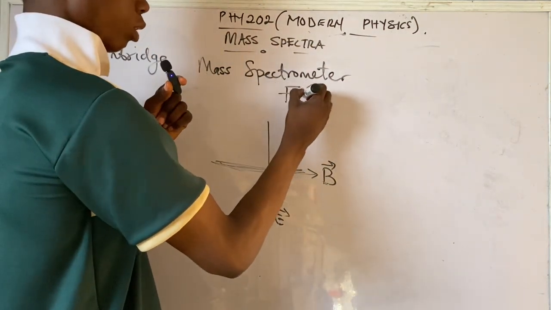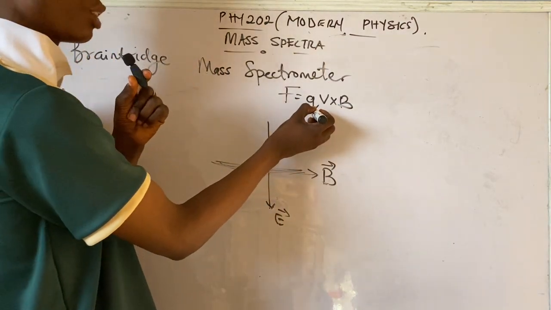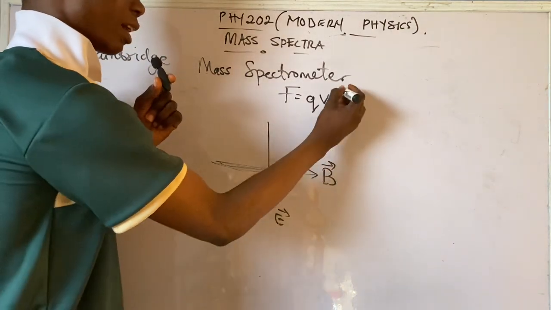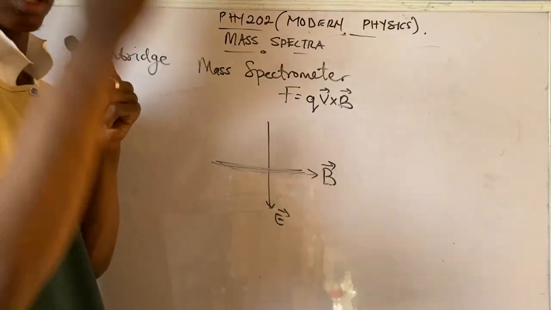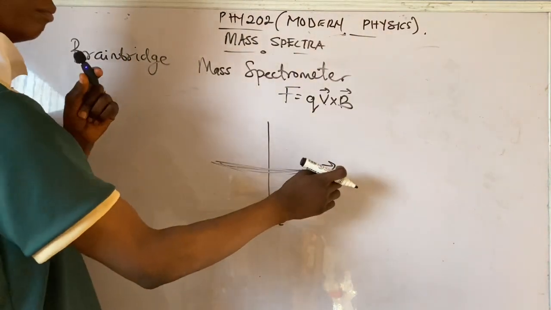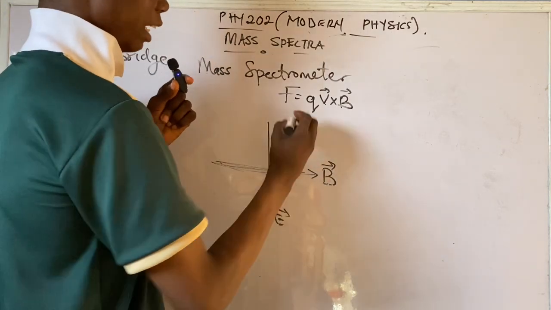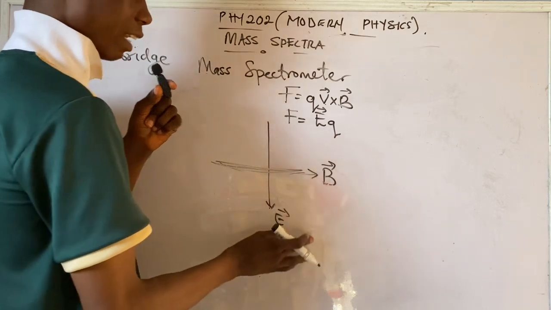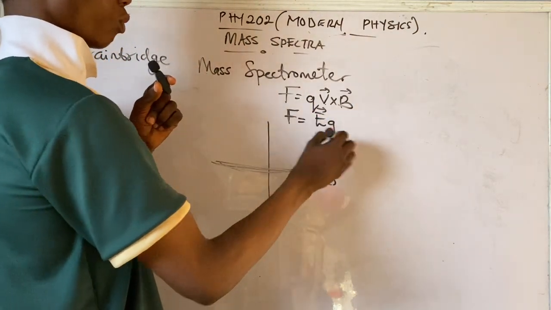Magnetic force is always equal to QVB, where Q is the magnitude of the charge, V is the velocity with which it is moving, and B is the magnetic field strength. And the electric force is always equal to EQ, where E is the electric field intensity and Q is the charge. Electric force is equal to EQ.